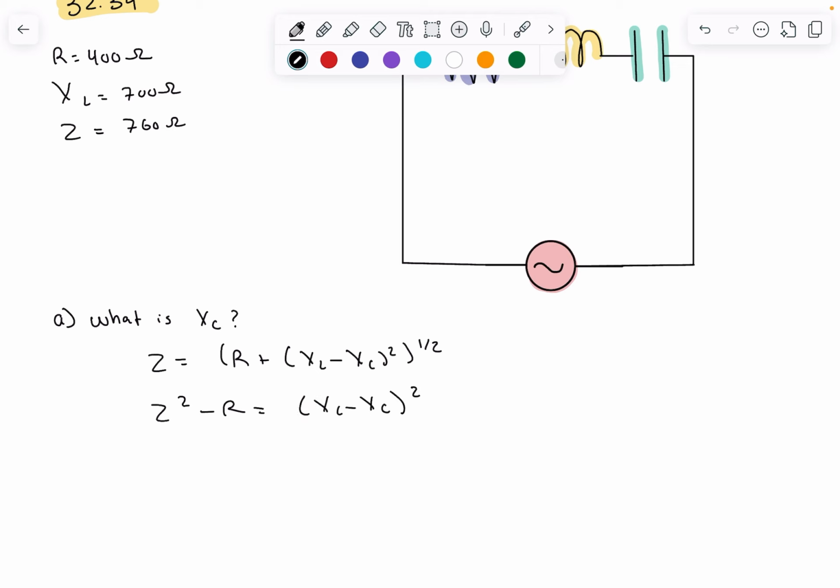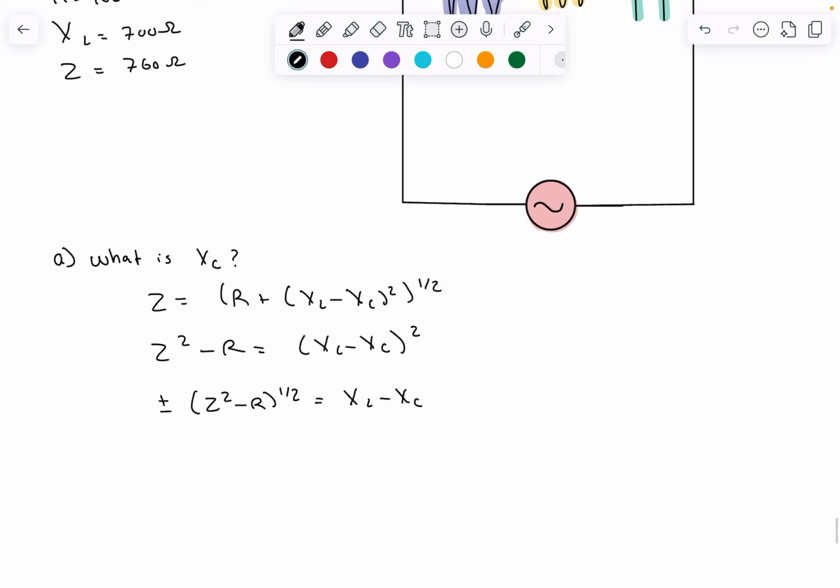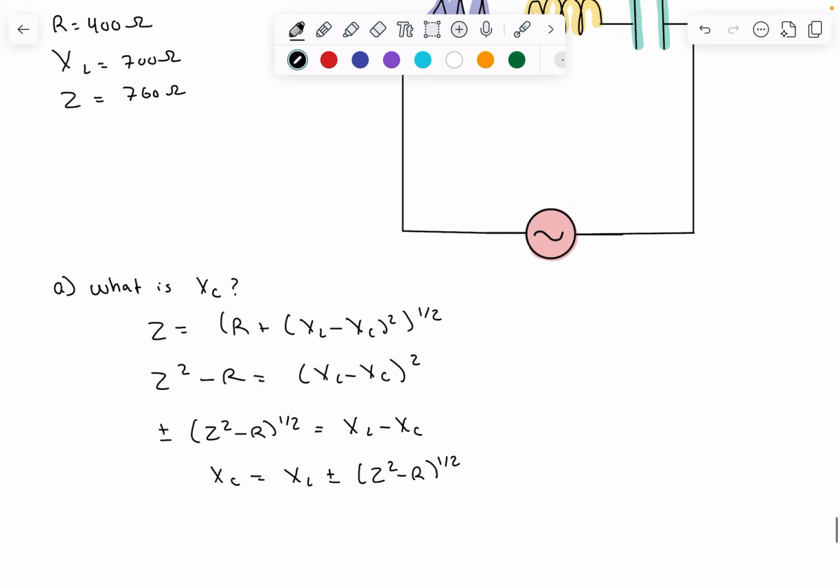This is the important part where we have plus or minus (Z squared minus R squared) to the 1/2 is equal to XL minus XC. Because here, it doesn't matter if this is a plus or minus, you square it, you're still going to get the same on the right-hand side, right? So then we isolate for XC, and XC is XL plus or minus (Z squared minus R squared) to the 1/2. So let's fill in our values and figure out what XC is.